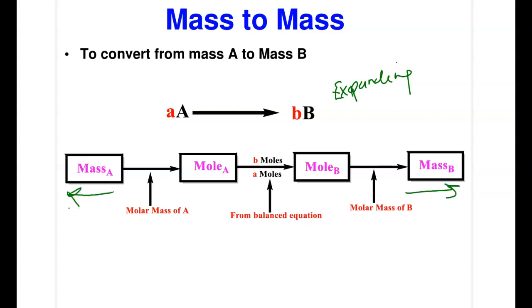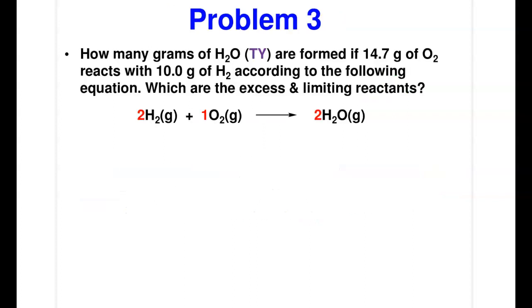So what it means is that you have to first of all convert the mass of what you have to the mole of what you have before you now interconvert it between the mole of one to the mole of another using the stoichiometric ratio. So the best thing to do is to see a problem immediately and solve it. The problem says how many grams of water, the theoretical yield, again, are formed if 14.7 grams of oxygen react with 10.0 grams of hydrogen according to the following equation. Which are the excess and limiting reactants? That we want to know.